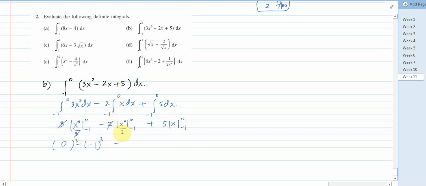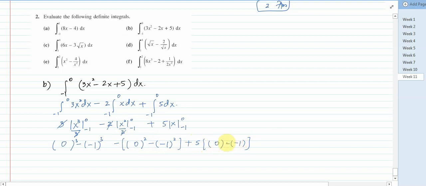-2 and 2 cancel. Now again upper limit minus lower limit. So square minus square. Upper limit is 0 and lower limit is -1. And last 5 again, upper limit minus lower limit. Upper limit is 0 and lower limit is -1.